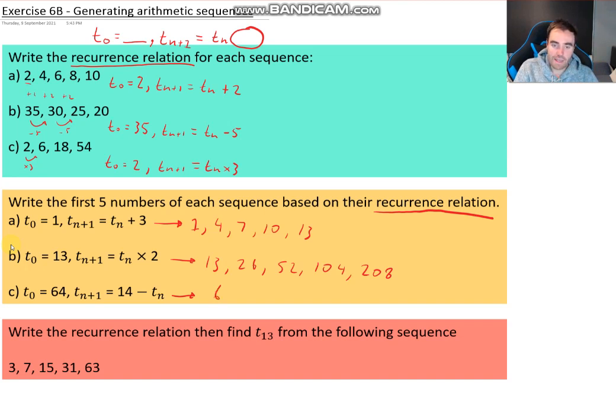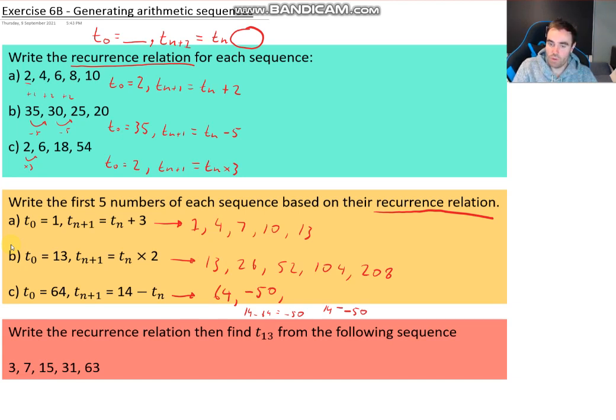All right, so we start at 64. And we've got to write the next 5 numbers, but it's going to be 14 minus the current term. So if the current term's 64, here it's going to be 14 minus 64, which gives us negative 50. So this one here is negative 50. Next term. The next term is going to be 14 minus negative 50. So 14 minus minus 50. Because remember, it's 14 take away, then minus 50.